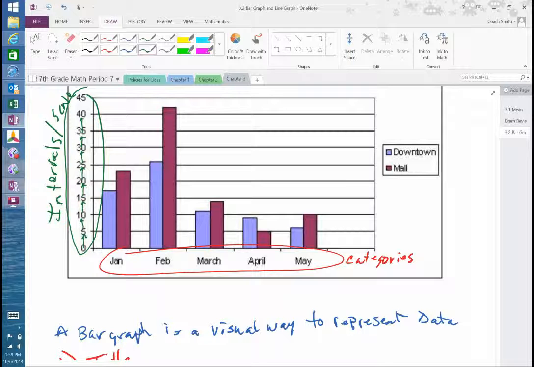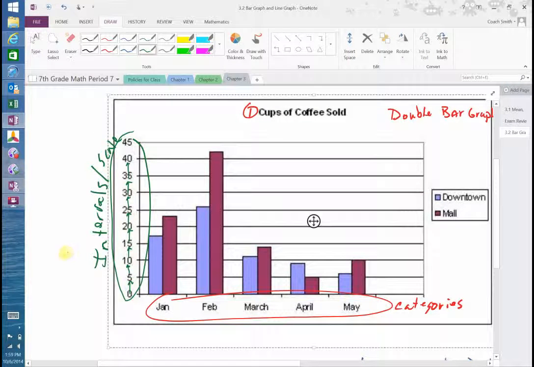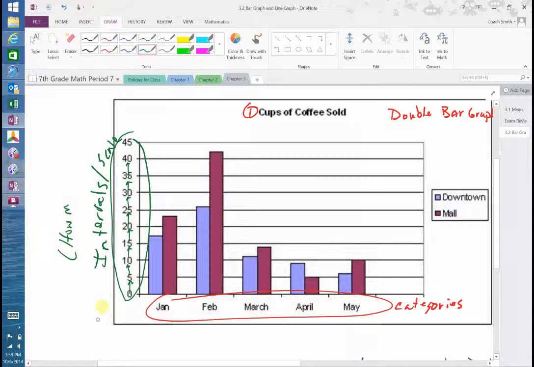Now, we don't know if that's just regular numbers, or it could be 45,000. It could be 450,000. Could be 4,500. So usually on a scale, they will put how many units over here. For example, they may say each unit is 1,000. So when you get to 5, that would be 5,000 cups of coffee sold. That would be 10,000, 15, 20 on up the scale.